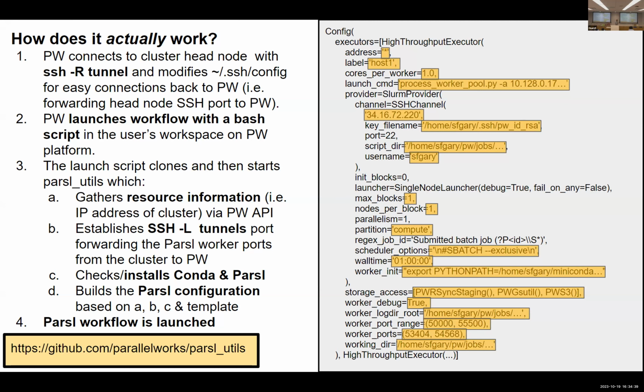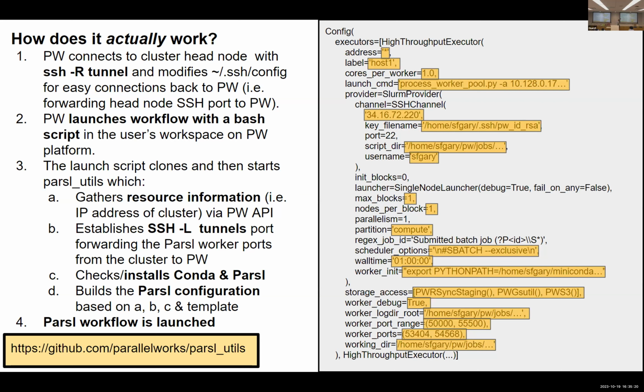So once the connection is established, a bash script starts, and that's running in that workspace on the ParallelWorks platform or whatever your workflow space is. And that launch script will gather resource information. Using the ParallelWorks platform, our new feature is that all the configuration information that you have provided for the cloud clusters is available to the user through an API. So things like IP addresses, your username on the cluster, and the Slurm partition that you're using, and a whole host of other important information.